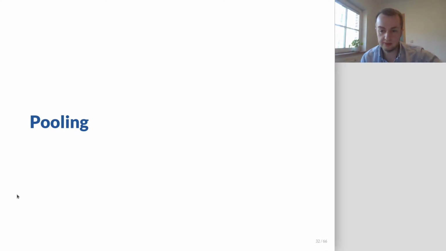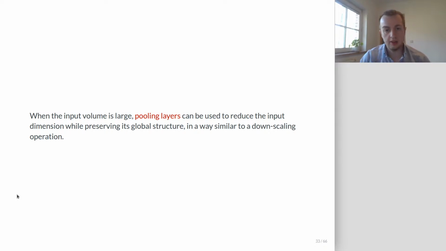Okay, I will move on with pooling, which will be quick. So pooling is another operation which is complementary to convolution. And it can be used when the input volume is quite large in order to reduce its dimension while preserving the global structure of that signal, of this data. So intuitively, it's nothing else than as if you were downscaling an image in a computer program where you can, for example, reduce the size of pictures, right? When you reduce the size, indeed, you have reduced the number of pixels, you've reduced the number of elements in its representation, but the global structure is still preserved.